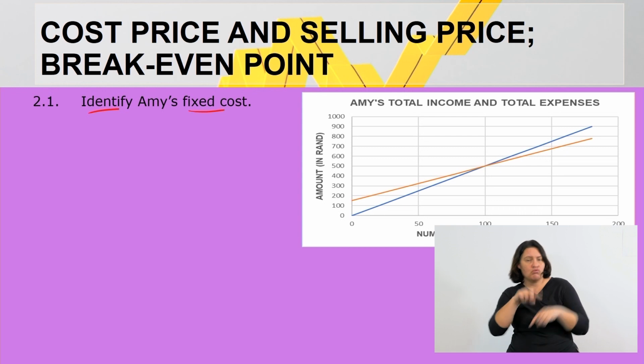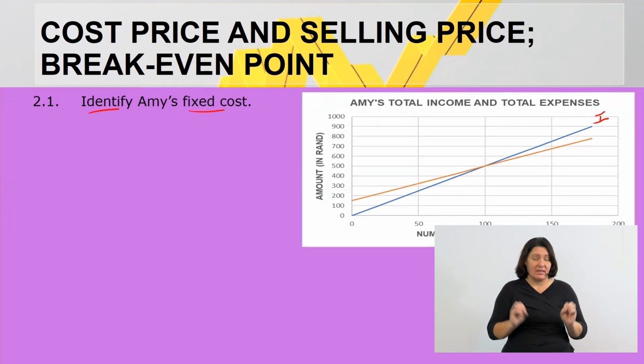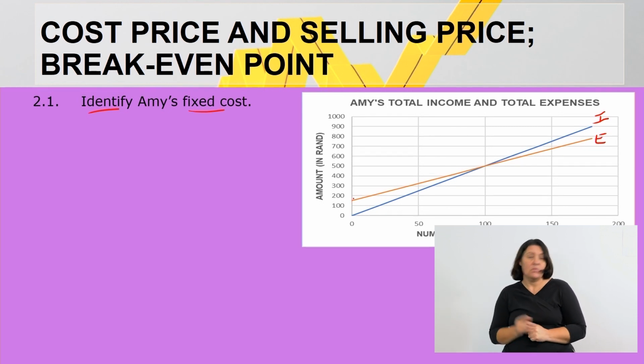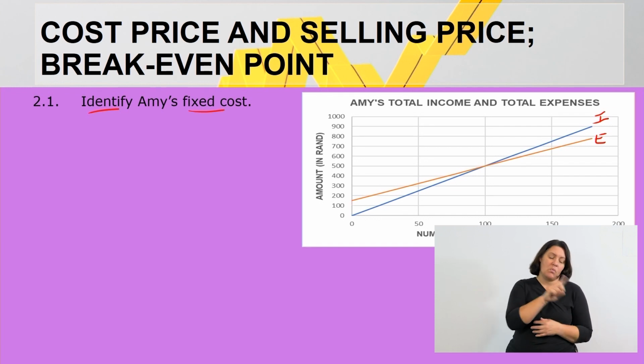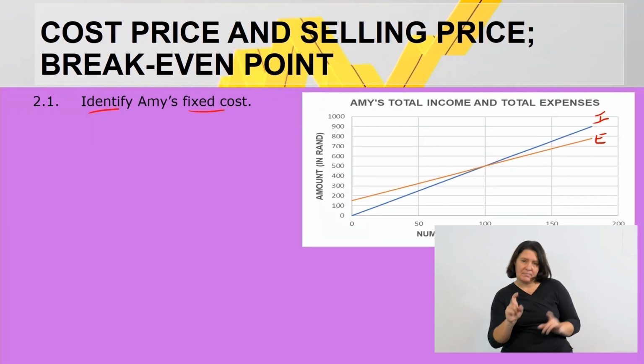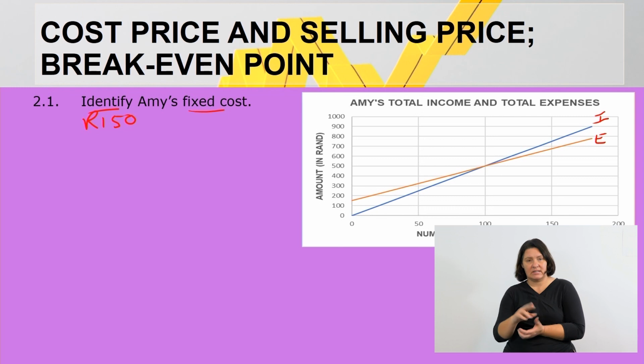Looking at this graph, this will be my income, and it's always a good idea to label the graph if it's not labeled. And this will be my expenses, simply because I can see this graph starts between 100 and 200. That's more or less 150 rand, so that can't be her income graph. So the question, identify Amy's fixed cost: Amy's fixed cost will be 150 rand. It's here where this graph is starting.